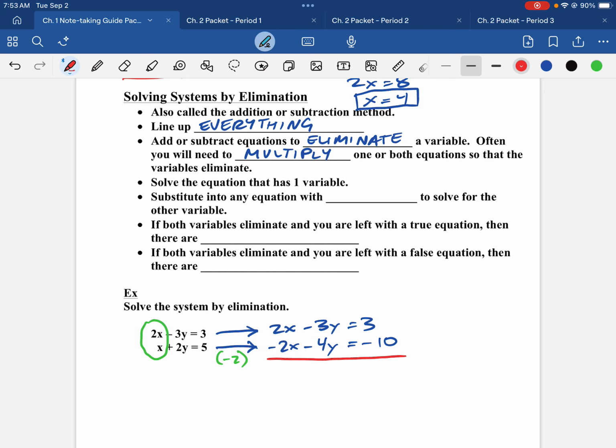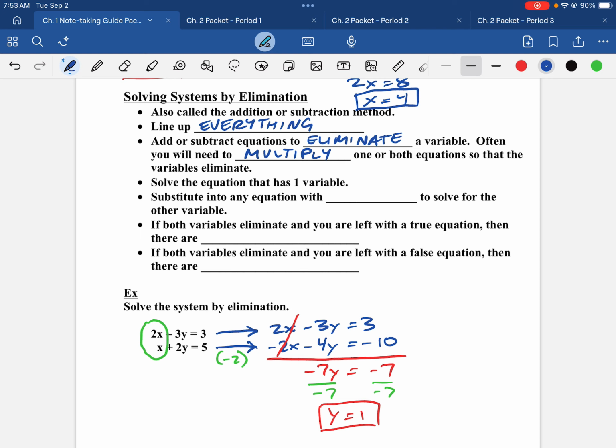Okay. Now, if I imagine this as a big addition problem, the x's would add up to nothing, right? 2x plus -2x is 0. For the y's, I'd have -7y, and 3 plus -10 would be -7. So now I have this new equation that only has one variable, and I can solve this pretty quickly. So y would equal 1. Okay. And now I've got one of the variables, and I finish the problem with substitution.